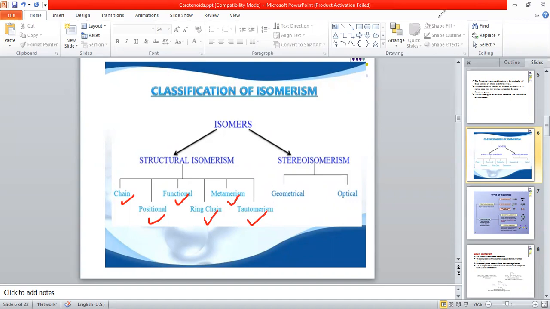And these things we will discuss in our next session. I am going to upload a new video with a detailed description of stereoisomerism.